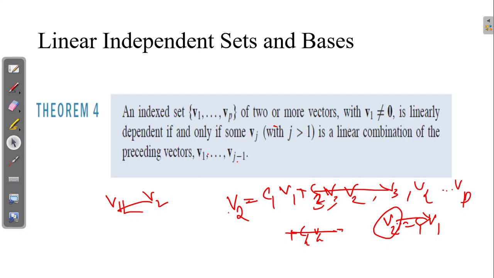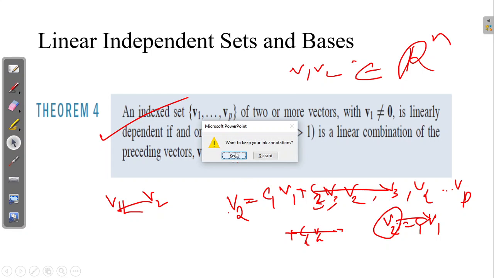So that is the theorem. You can apply this theorem whenever the vectors v1, v2, v3, etc., vp do not belong to Rn in general. Okay, now we will discuss some examples.